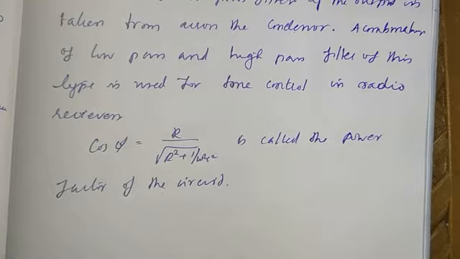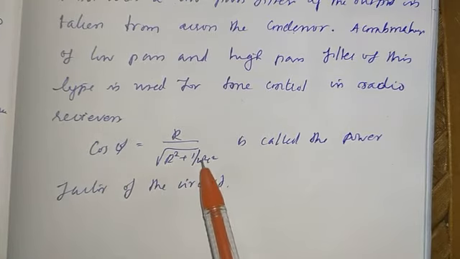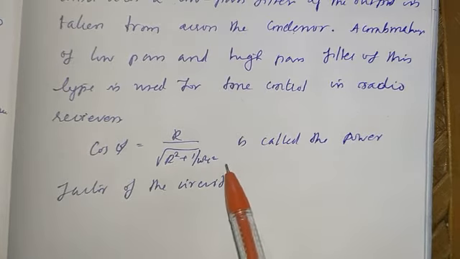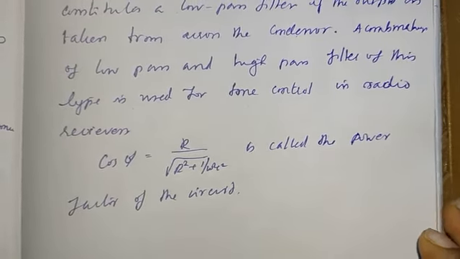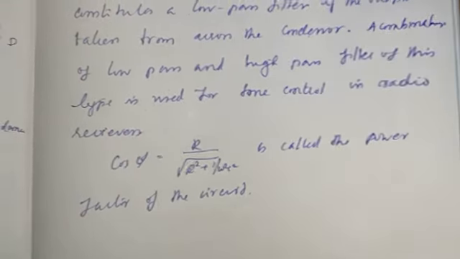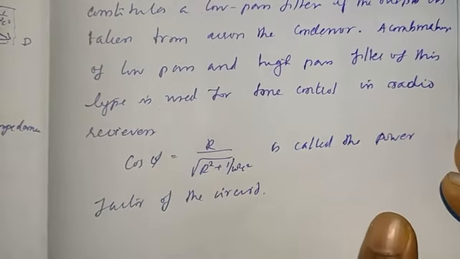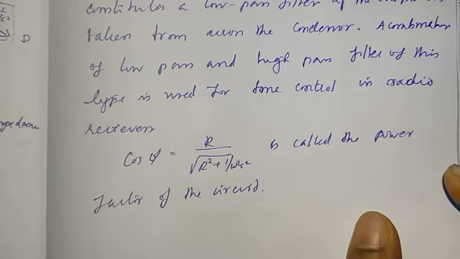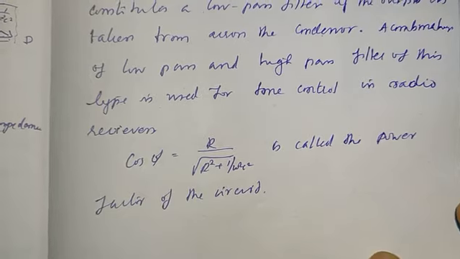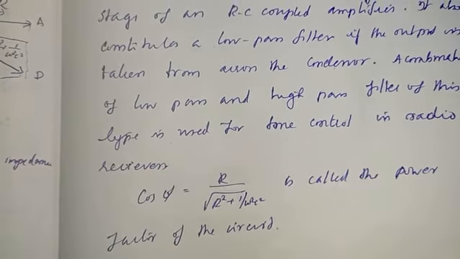Here cos phi, which is R by the square root of R square plus 1 by omega square C square, is called the power factor of the circuit. So that's all about AC current passing through the combination of CR circuits, and we have discussed the AC through a capacitor component also. So that's all for today.